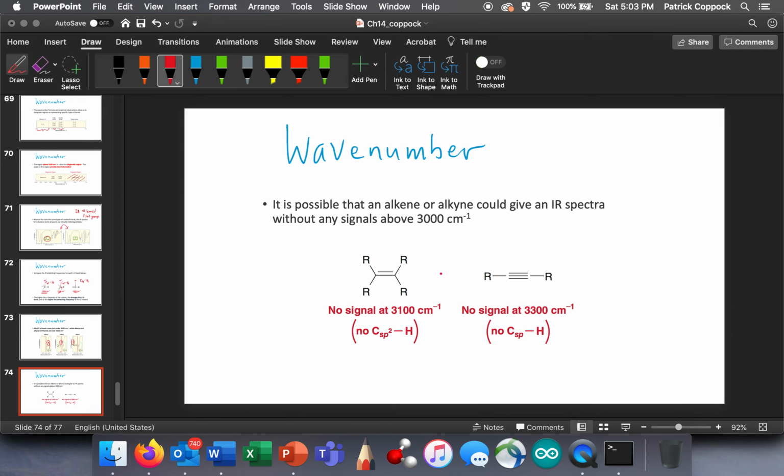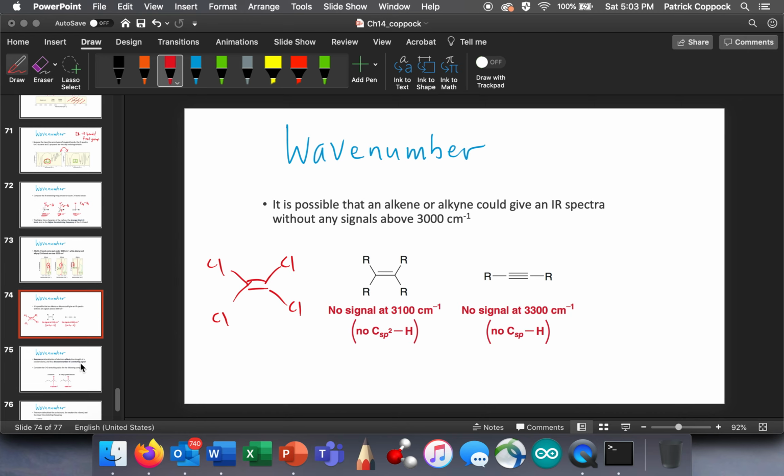Now, this is just a side note: it's possible to have nothing upfield of 3,000 because you can have a double bond with no carbon-hydrogen bonds at all. It could be chlorine, chlorine, chlorine, and chlorine, and no hydrogens on there at all, no carbon-hydrogen bonds, and so you don't have anything upfield of that.